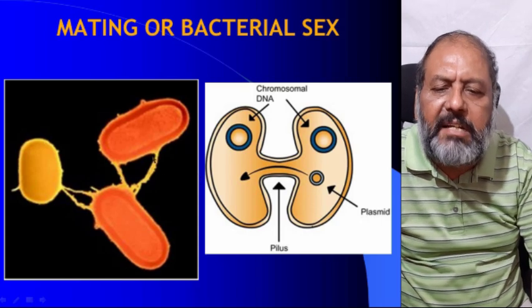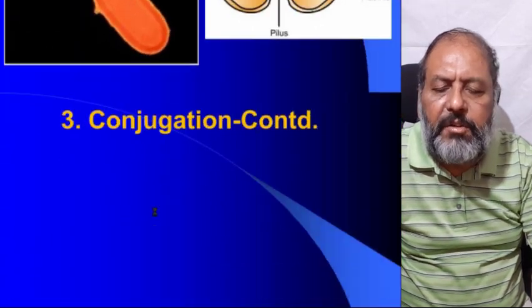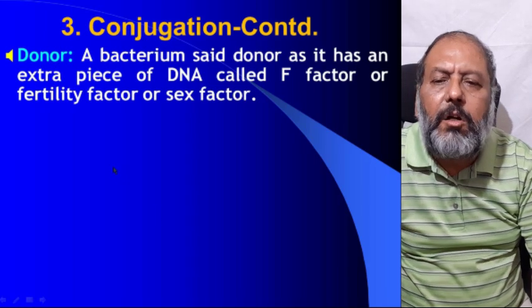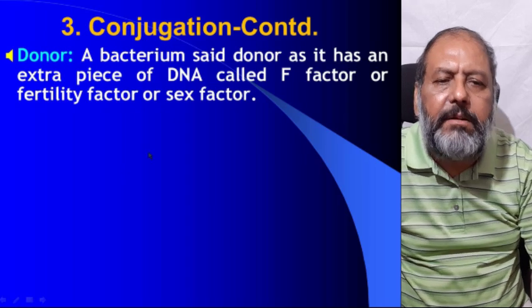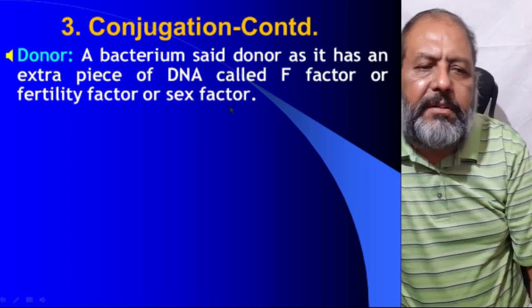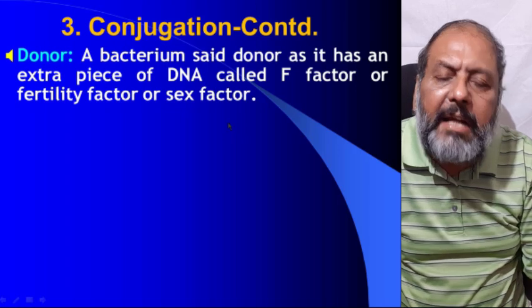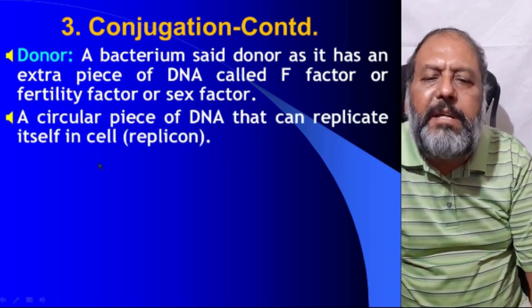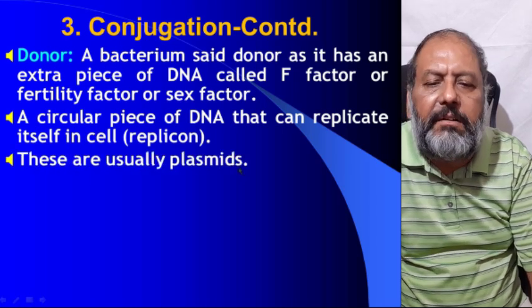Here again, one can see the actual sex pilus, which is transferring the genetic material to these cells. In conjugation, there is a donor bacterium that has an extra piece of DNA called the F factor, or fertility factor, or sex factor, which that bacterium can donate. That is why it is called the donor. A simpler piece of DNA that can replicate itself in the cell is called a replicon.